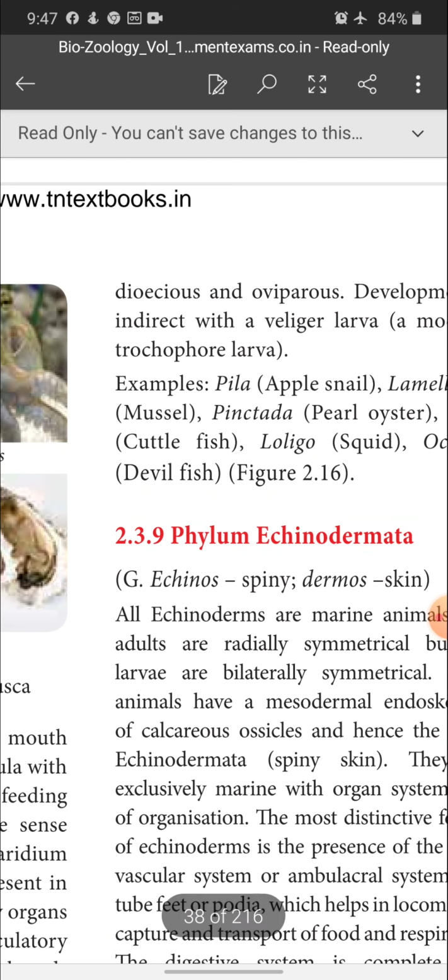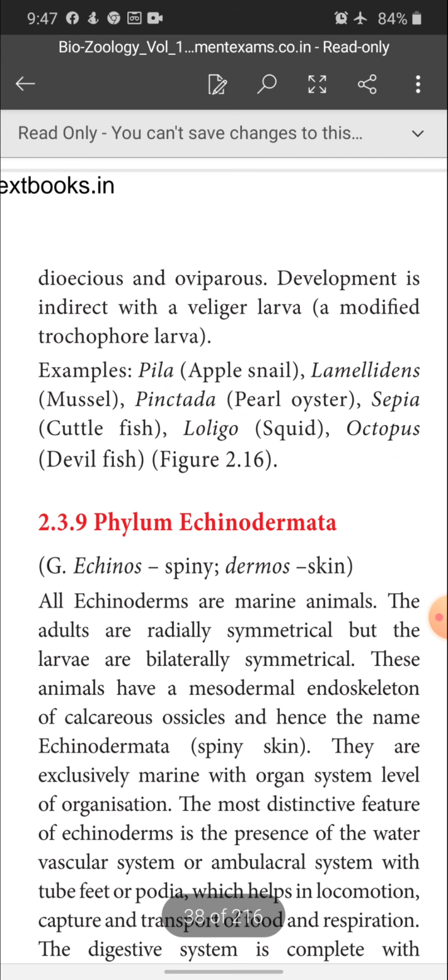They are dioecious and oviparous. Development is indirect with a veliger larva, a modified trochophore larva. Examples for this phylum are Pila, apple snail, Lamellidens, mussel, Pinctada, pearl oyster, Sepia, cuttlefish, Loligo, squid, Octopus, devilfish.